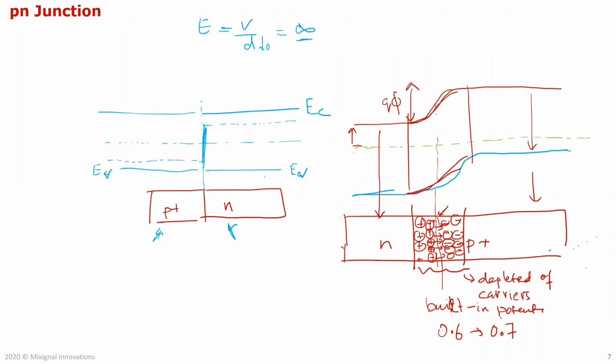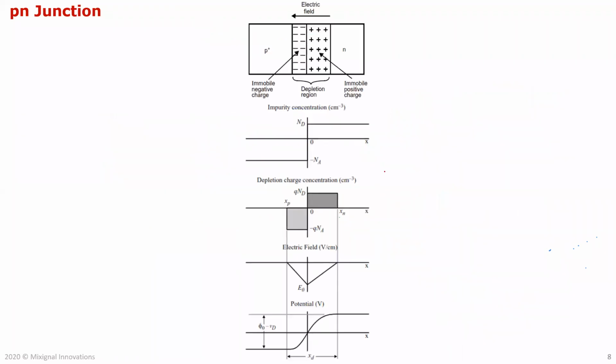Okay, and if I have a diagram, this is just showing the P plus and N junction. You can see after they have settled, that is what's called equilibrium.